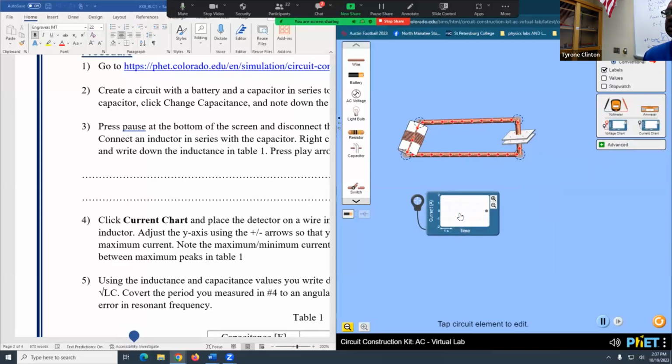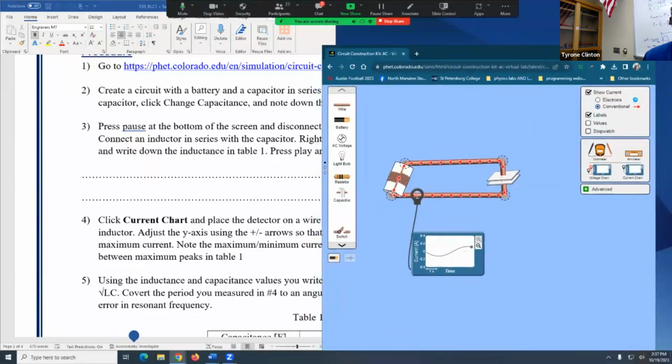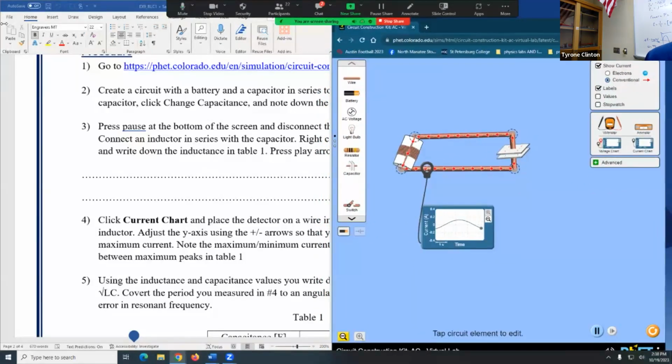It's also going to ask you to put a current chart on this. Let me blow this up a little bit. You can see how this oscillates. The current oscillates between -2 and +2. The negative just implies the direction that it's going in. So you can get a good feel for what's going on there. And then what I ask you to do is to create another circuit. Let me drag that over for you.